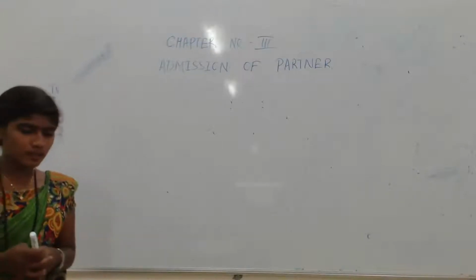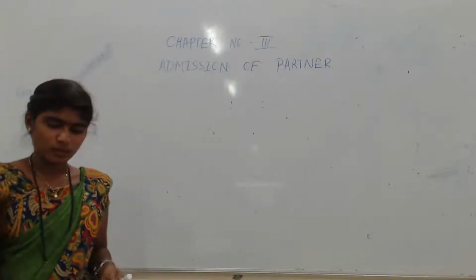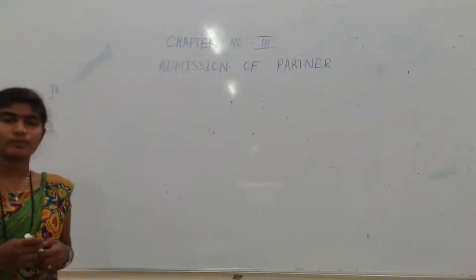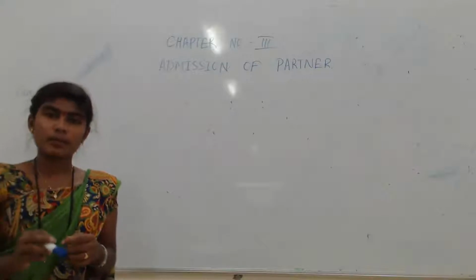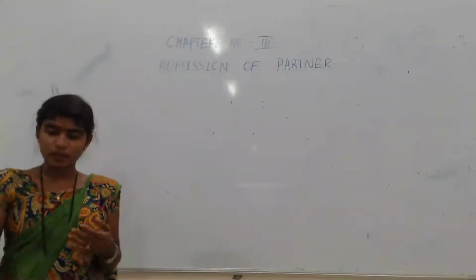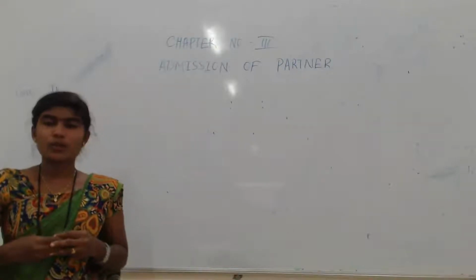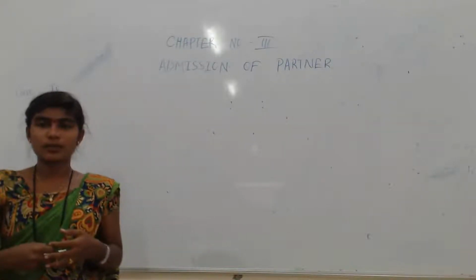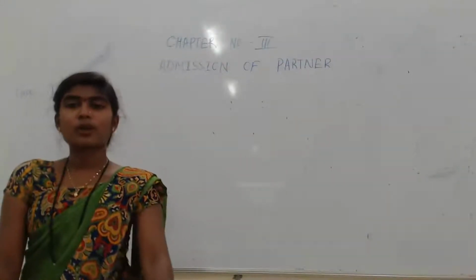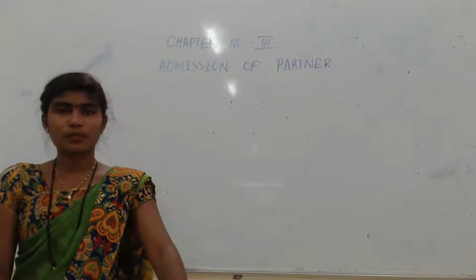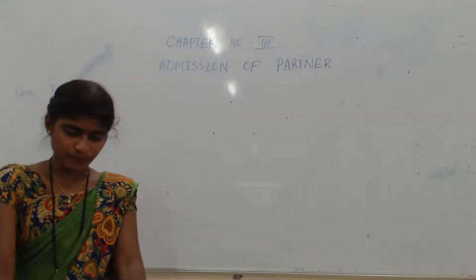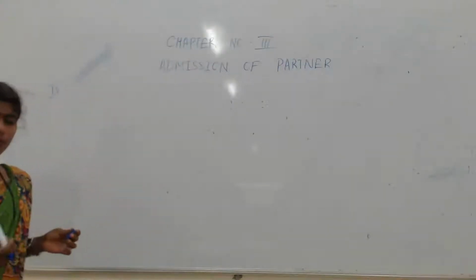Fourth case says that when old ratio and new ratio are given. Fourth case is applied when old ratio of the old partner and also new ratio of all partners are given. Then you have to use the formula. How are you going to calculate the sacrifice ratio? So first, case number 4.